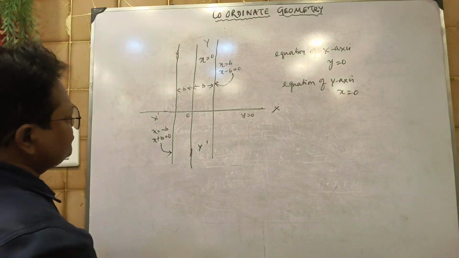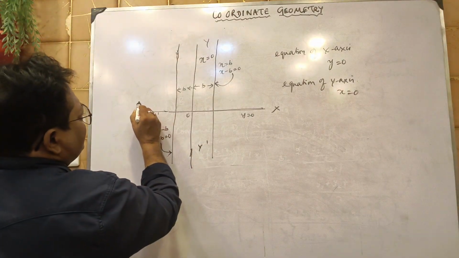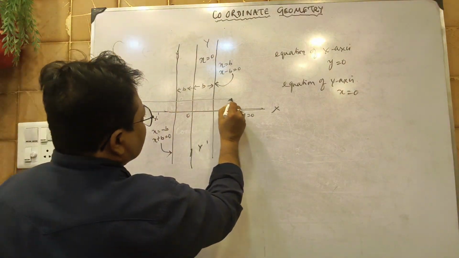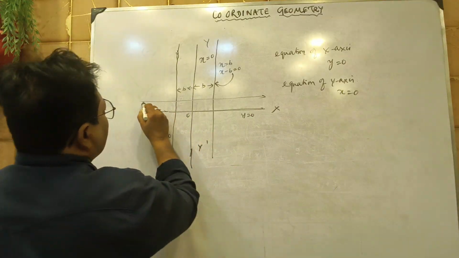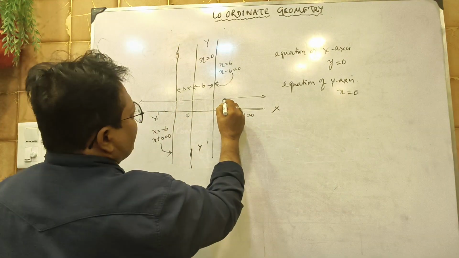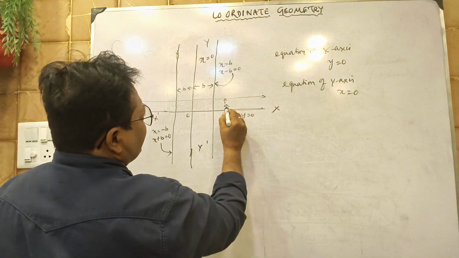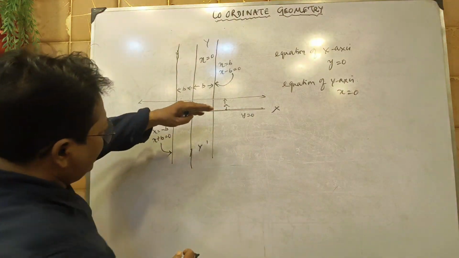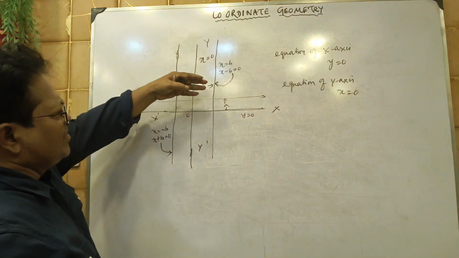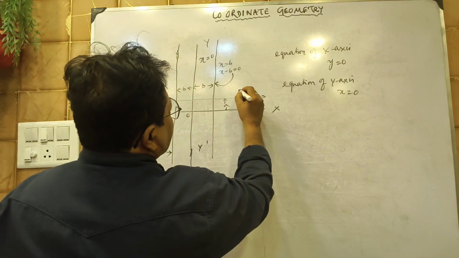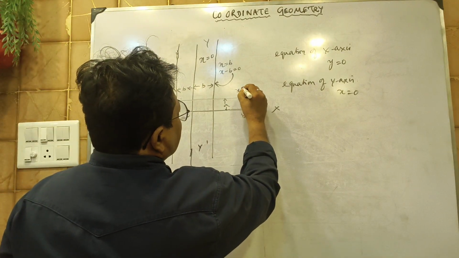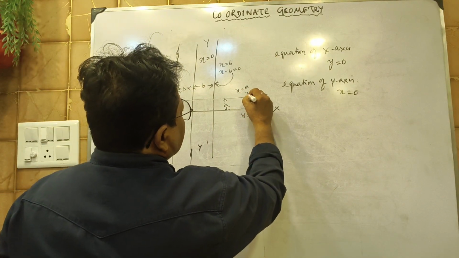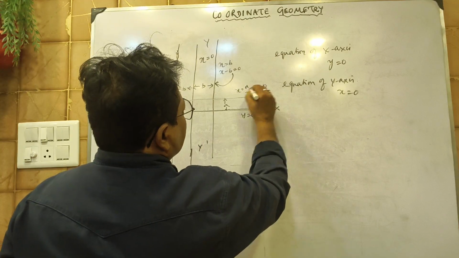Similarly, if there is a line parallel to the x-axis and at a distance of a from the x-axis, and above the x-axis, that is in the positive quadrant, then its equation will be y equal to a. That is, y minus a equal to 0.